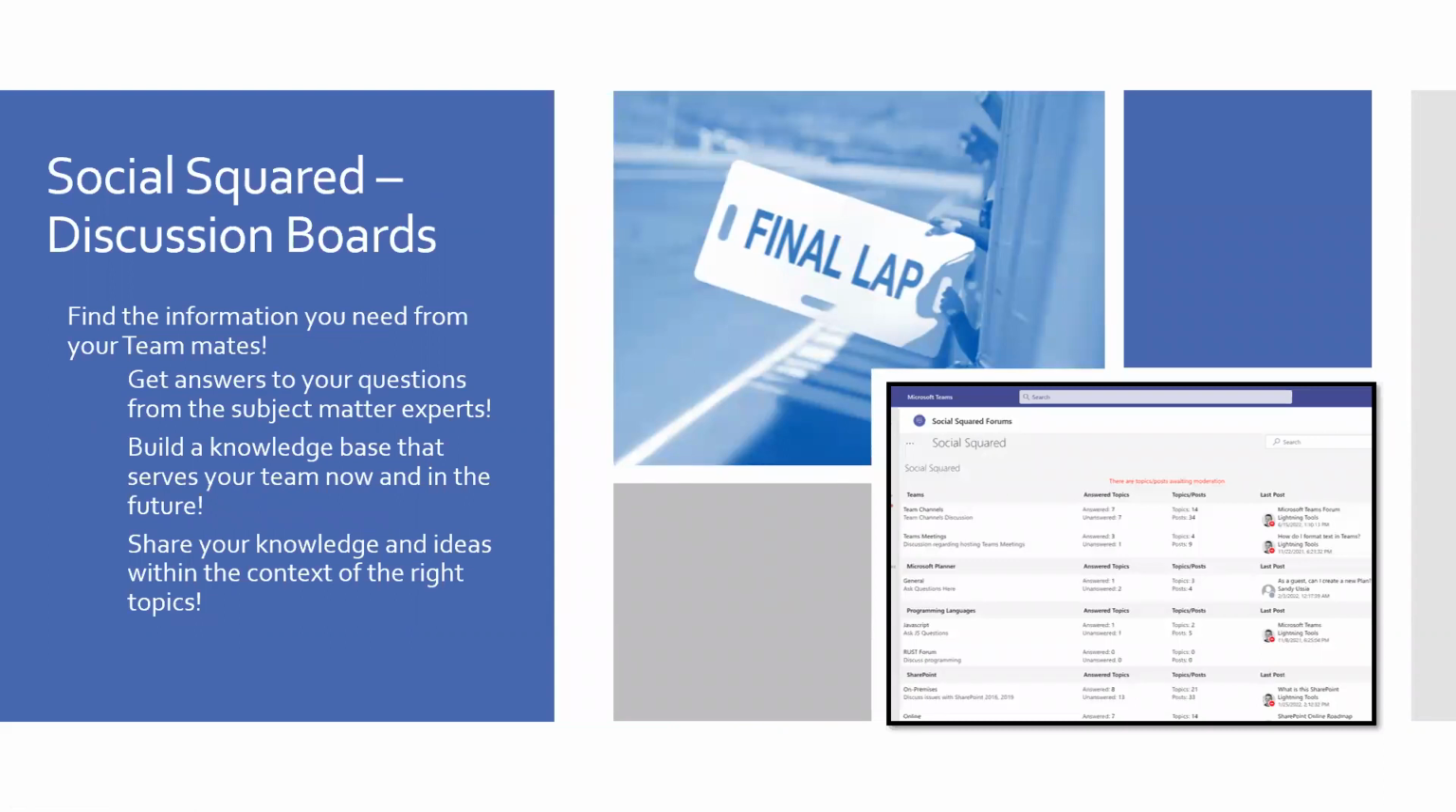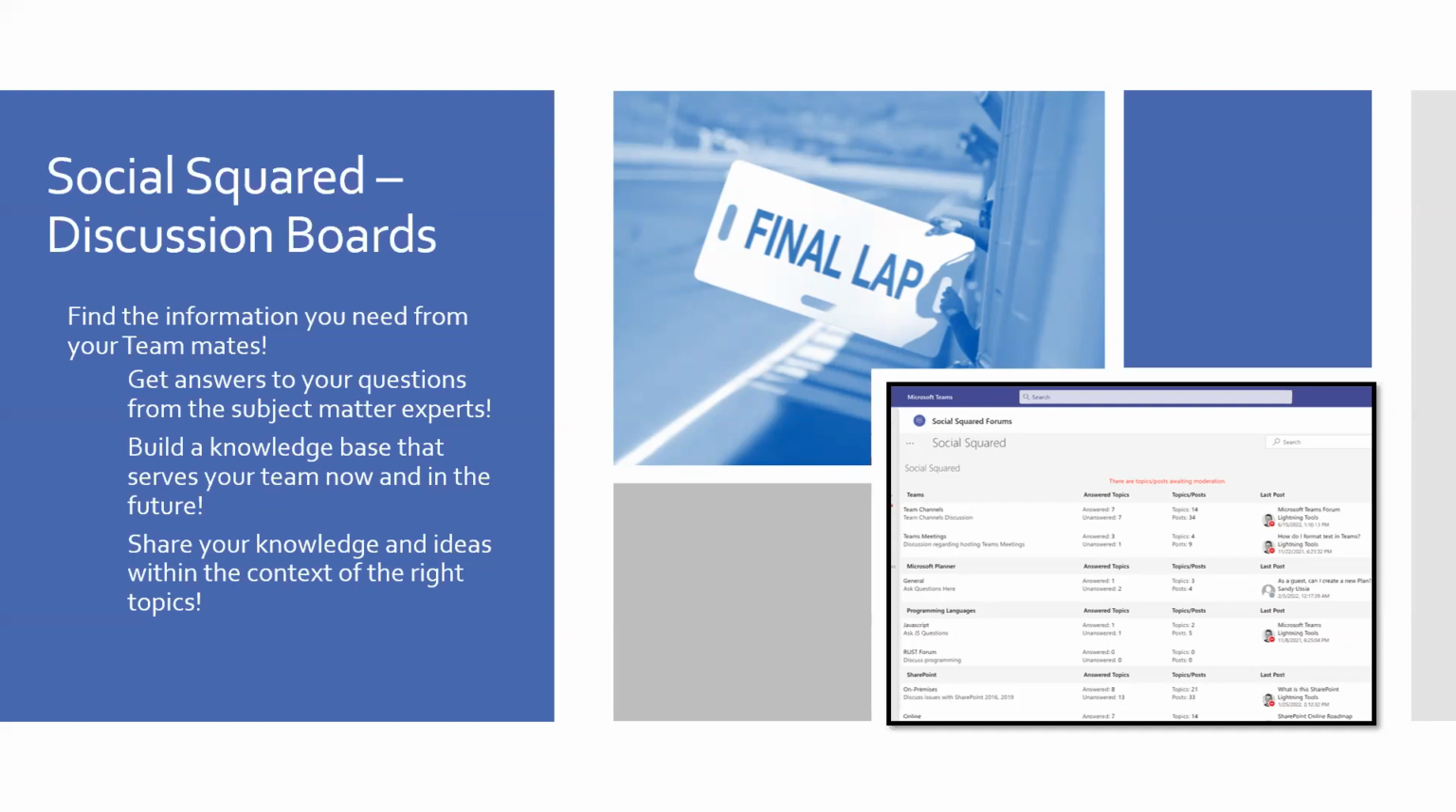We'll start off with Social Squared. If you haven't seen Social Squared before, it's a discussion board tool, or a discussion forum, as you may refer to it. A forum is different in nature to the posts tab inside of Teams. That's not to say that the posts tab is not a fantastic tool. It has a lot of the same features as Social Squared, but it's still different.